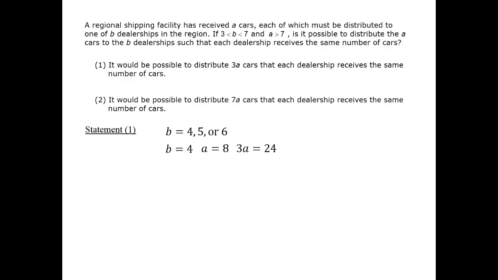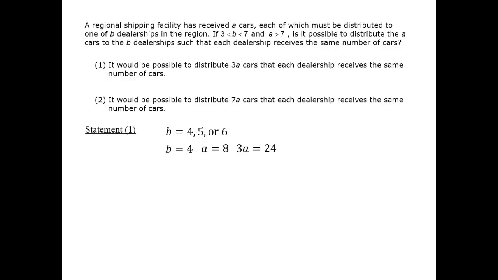The question is whether we can distribute A cars evenly. Since A is 8, we could. We could distribute 8 cars evenly to 4 dealerships, 2 apiece. Therefore, the answer to the question is yes, in this case. We must try to find a case in which the answer is no. Finding a valid case is not always easy.